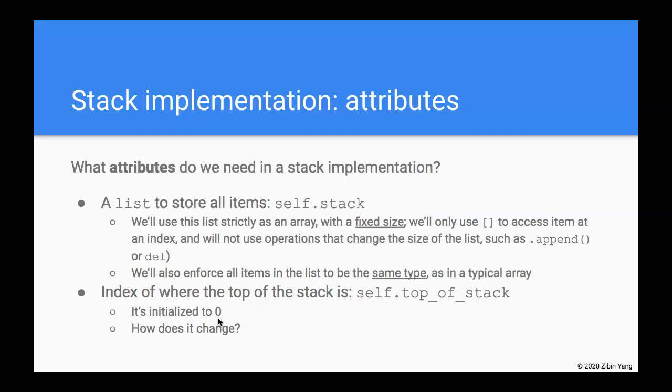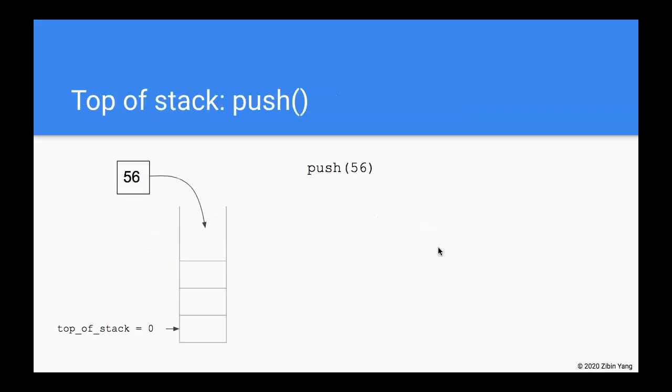Now let's take a look at how the index is going to change when we do push and pop operations. In a push, we start with an empty stack, top of the stack is 0, and we're trying to push 56. Where does 56 go? It should go to where top of the stack is pointing to, right? The very first slot in the array. So we put it at 0, and then we increment top of the stack to 1.